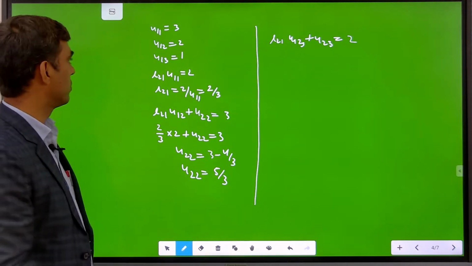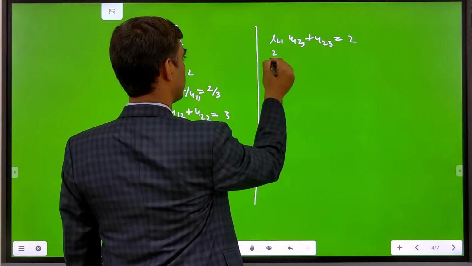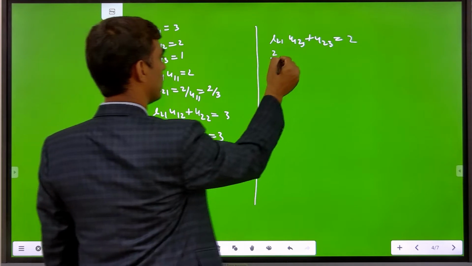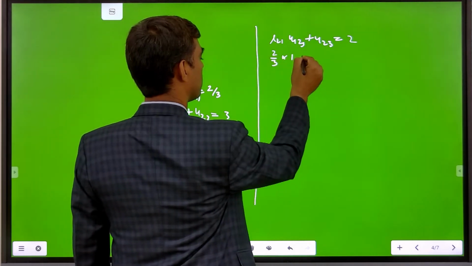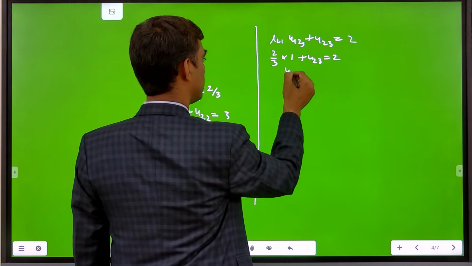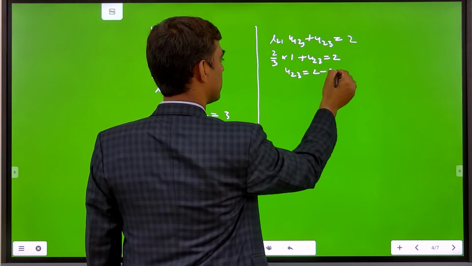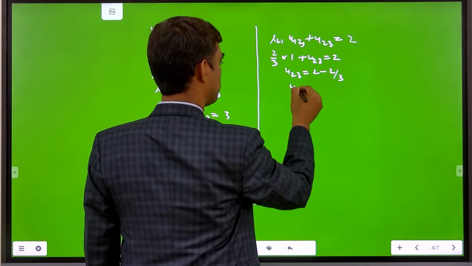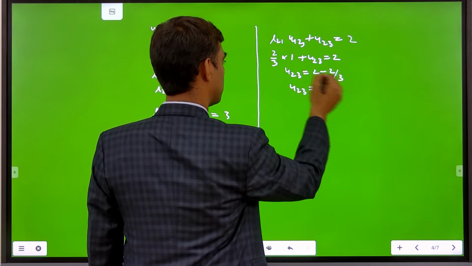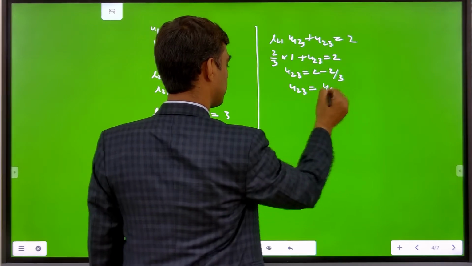Okay. So now putting the value of L21 as 2 by 3, U13 is 1, plus U23 equals 2. Then U23 is 2 minus 2 by 3, and U23 is what? 3 times 2 is 6 minus 2, meaning 4 by 3.